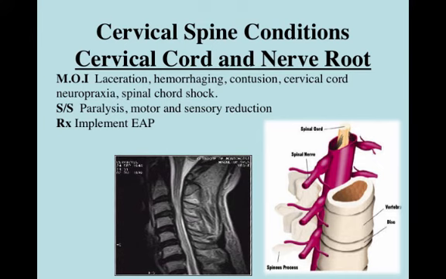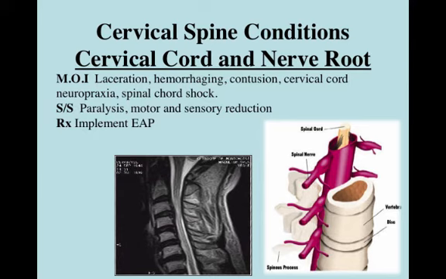Slide 10. The spinal cord and nerve roots are injured in 5 basic mechanisms: laceration by bone fragments, hemorrhaging, contusion, cervical cord neuropraxia, which means a severe twist or a snap of the neck, and spinal cord shock. Refer to the textbook for a complete description. The signs and symptoms correlate with the level and extent of the injury. Spinal cord injuries may be complete or incomplete.